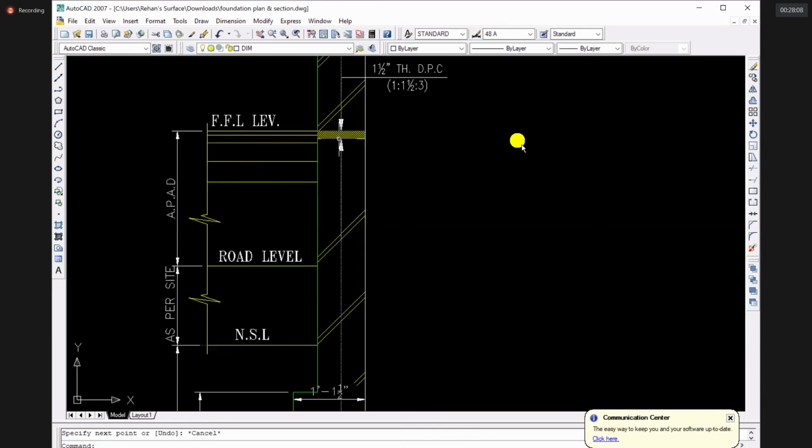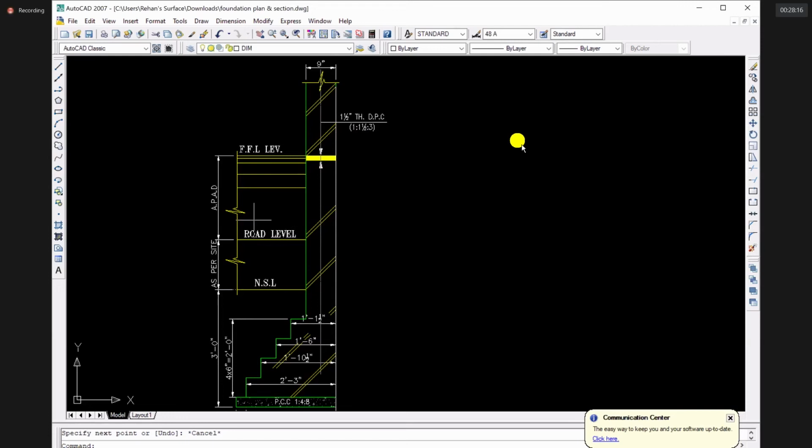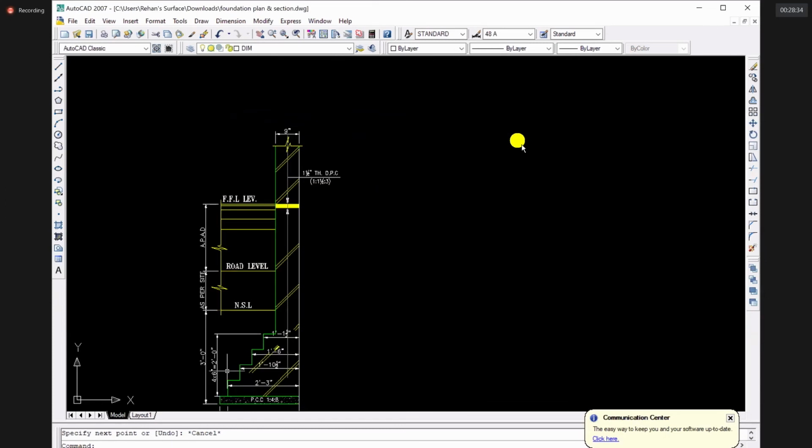At the level of finished floor, you are providing one horizontal layer of damp proof course, and there is another level which is known as road level. Road level is always higher than the natural surface level or natural soil level in an area. And 3 foot over here is the depth of excavation. And over here are four stepped foundation, but you are going to provide three stepped foundation. It is four-step foundation, but you are going to make a three-step foundation for load carrying walls.